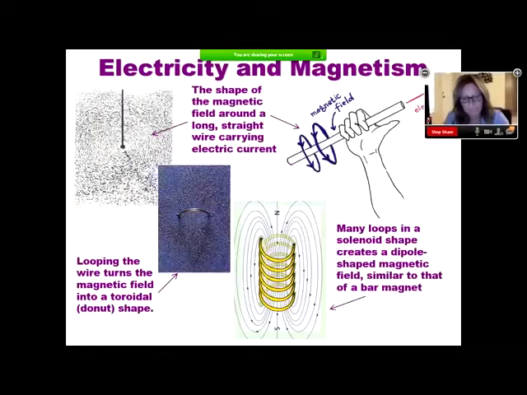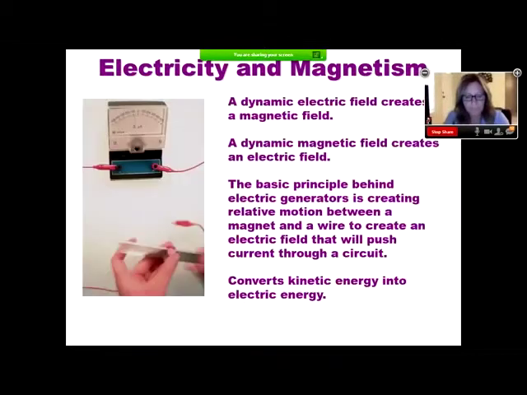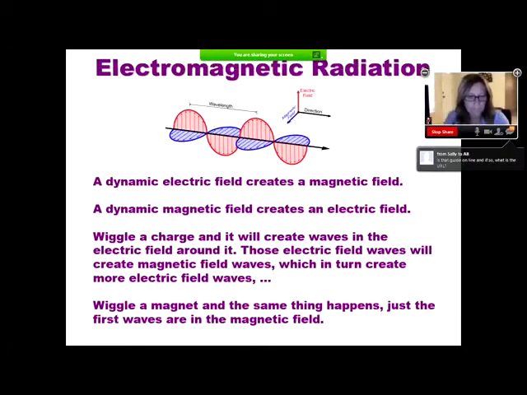Both that if you have moving charges, you get a magnetic field, and if you move a magnetic field in a wire, you can generate electricity. So you have this interesting interplay between electricity and magnetism. And in fact, electromagnetic radiation is made up of a dynamic electric field creating a magnetic field. So electromagnetism is at play in light itself, which is pretty cool, I think.